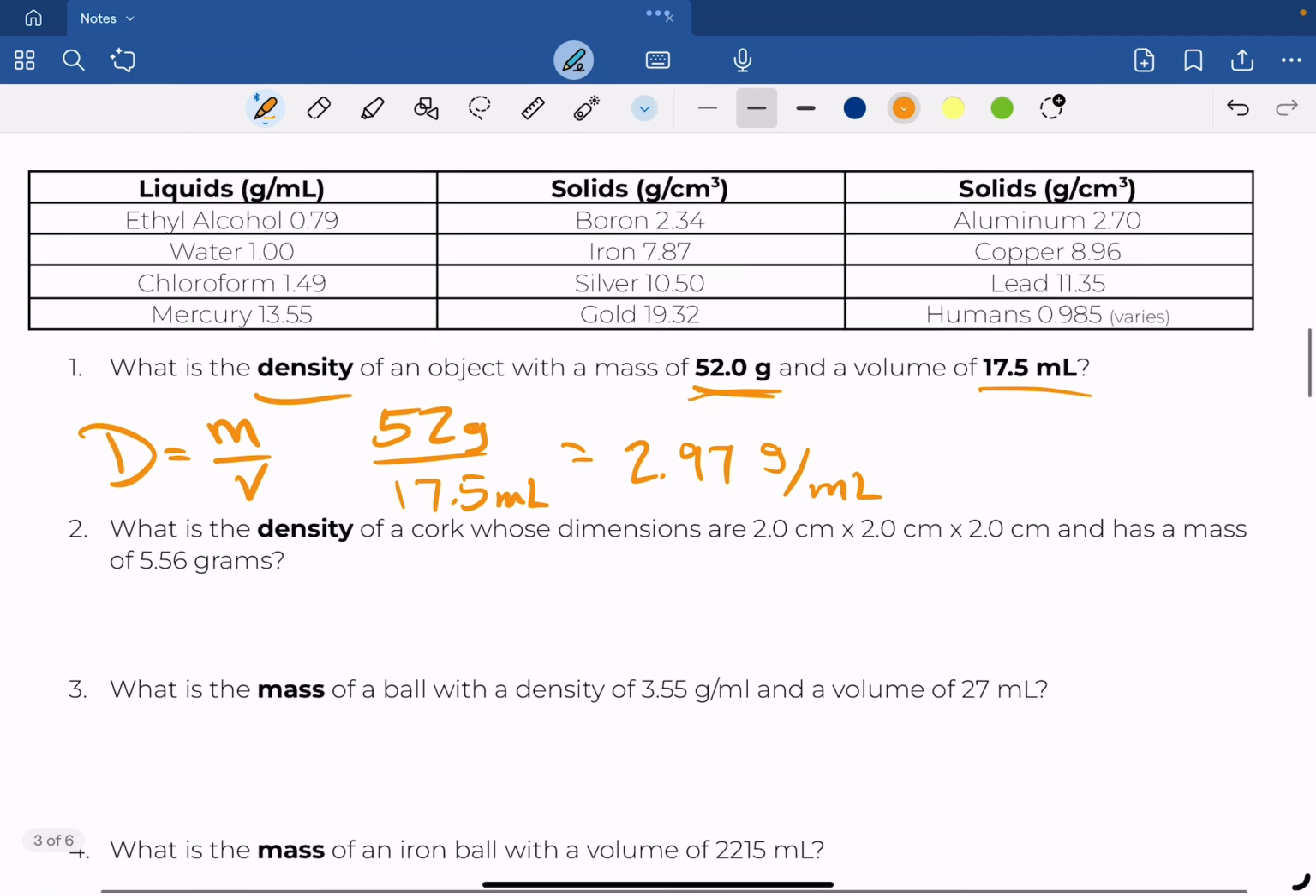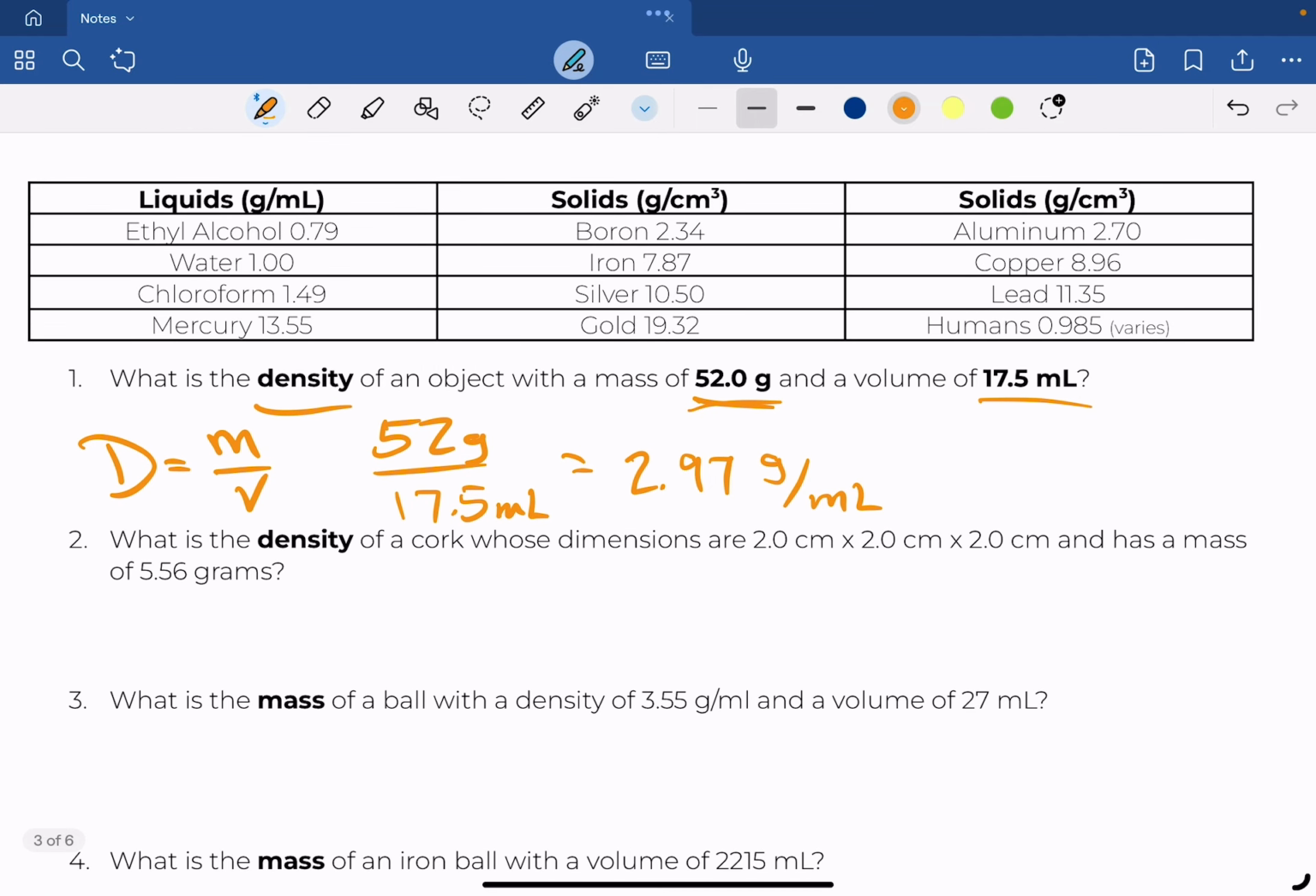The next one, it's also asking us for density. And now you've probably noticed this table on the top. We're not going to use the table up on top until we get to number 4. Number 4, we're going to need to figure out the density of iron, so we're going to use that table on the top. So the next one, number 2, what is the density? So again, we don't know the density, but we do know the density formula is mass divided by volume.